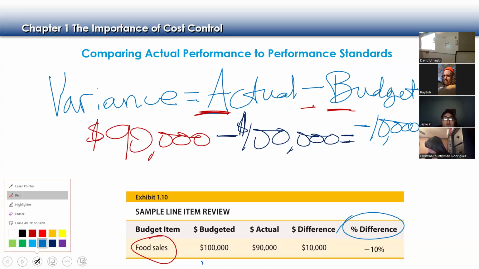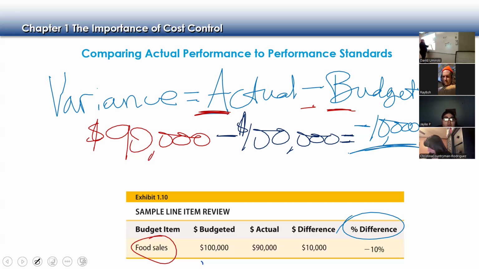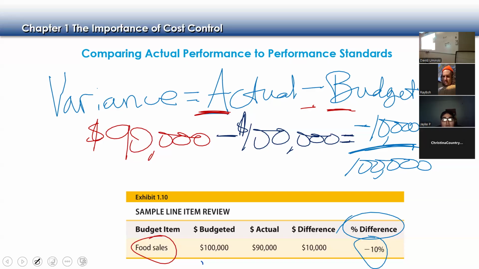Okay. The percentage: we're basically going to take the variance and divide by what our budgeted was. So when we divide 10,000 by 100,000, we have a negative 10% difference. That means we're 10% off.